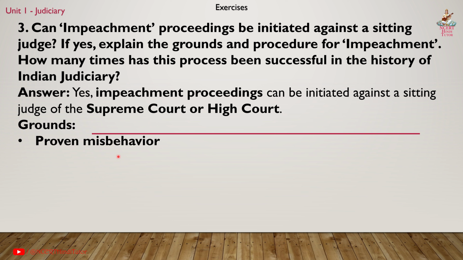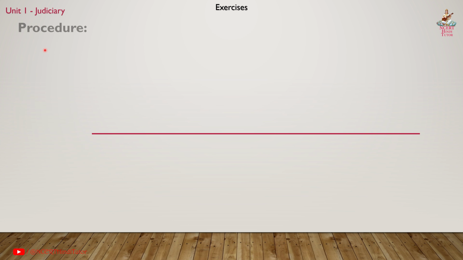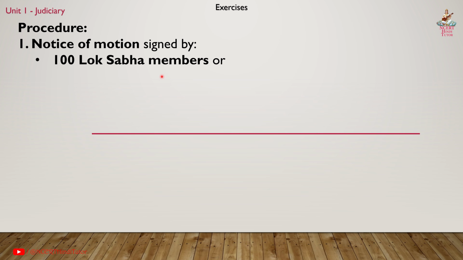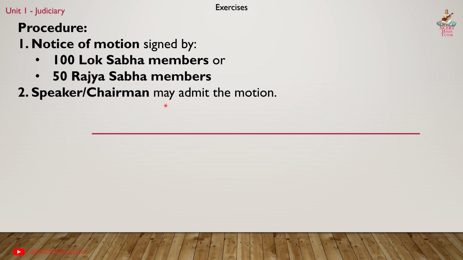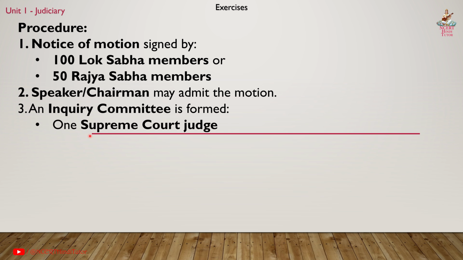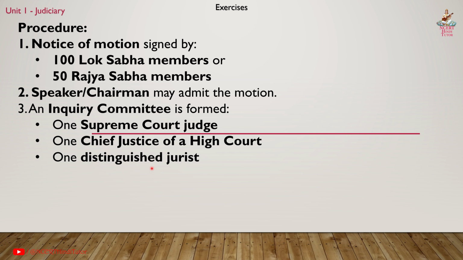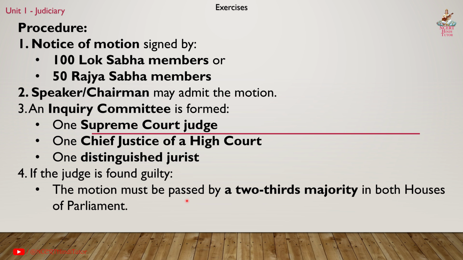Grounds: proven misbehavior, incapacity. Procedure: first, notice of motion signed by 100 Lok Sabha members or 50 Rajya Sabha members. Second, Speaker or Chairman may admit the motion. Third, an inquiry committee is formed: one Supreme Court judge, one Chief Justice of a High Court, one distinguished jurist. Fourth, if the judge is found guilty, the motion must be passed by a 2/3 majority in both houses of Parliament. Fifth, President then signs the removal order.